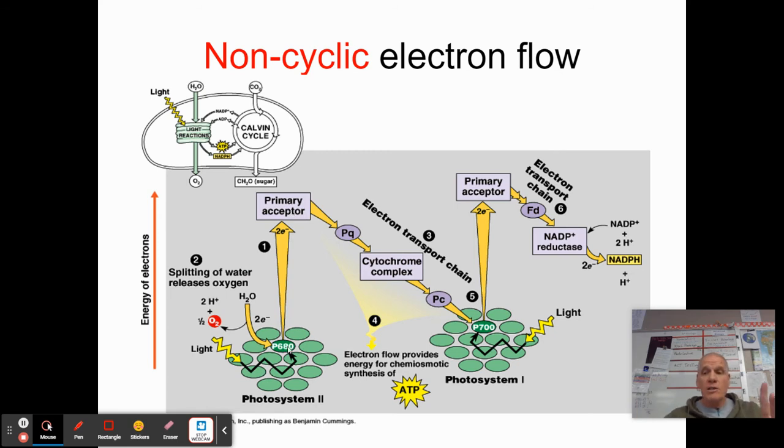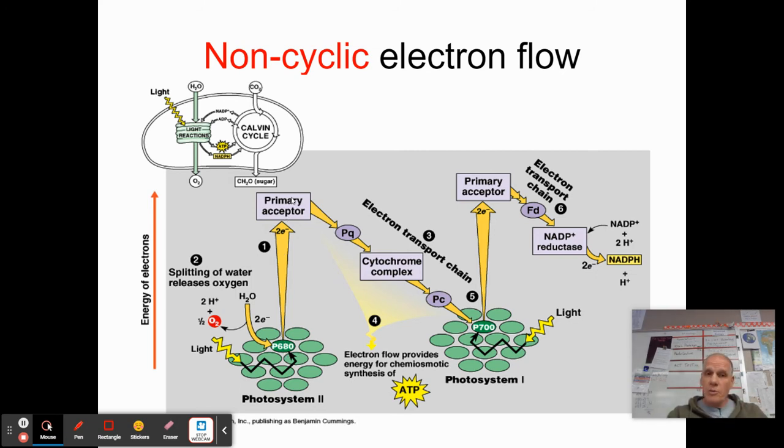Now magnesium is missing two electrons. It needs to get those electrons. Where are they going to come from? They're coming from water. Those two electrons from water are going to fill that electron hole in the reaction center chlorophyll molecule.